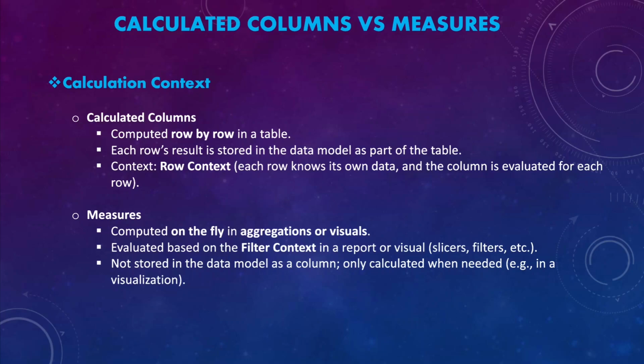There are two types of calculation contexts. First one is row level context, and second one is filter level context. Calculated columns are computed in row-level context. If we have 10 rows in a table, if we try to create a new calculated column, then the table will get a new column and each row will have its own values based on the calculation. And each row's result is stored in the data model as part of the table.